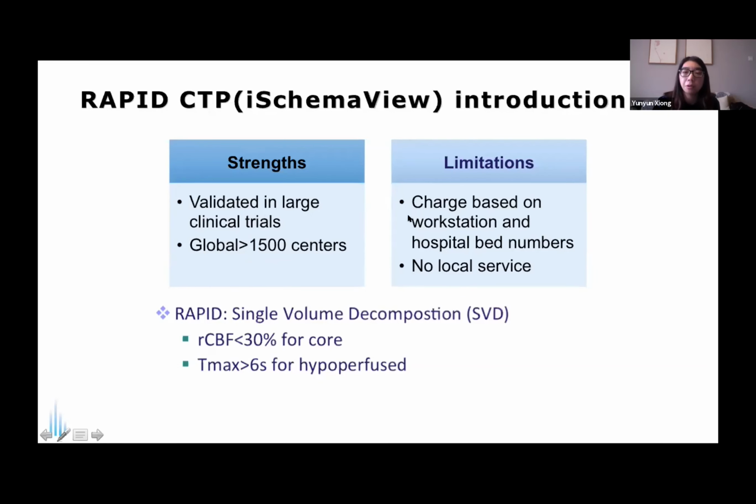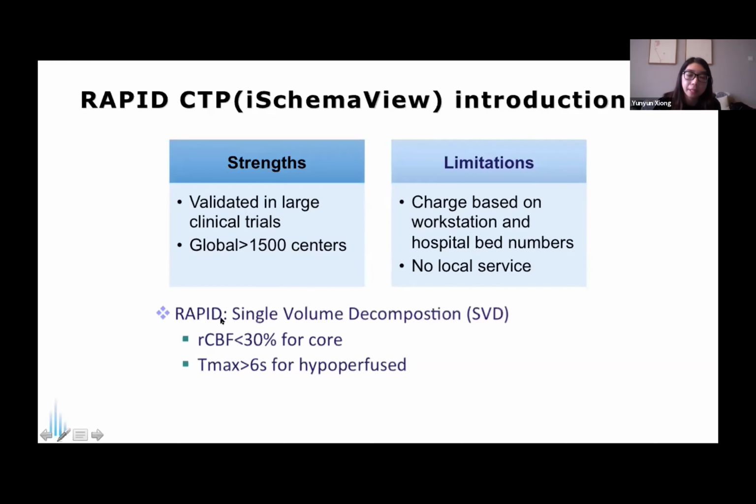The main limitation of this software is that it is very expensive. They charge money based on the workstation and the hospital bed numbers. For example, when I was at BIDMC, they charged the hospital $50,000 every year. And they do not have local service. They have a center in the US, so if we use it in China, we do not have local service here.